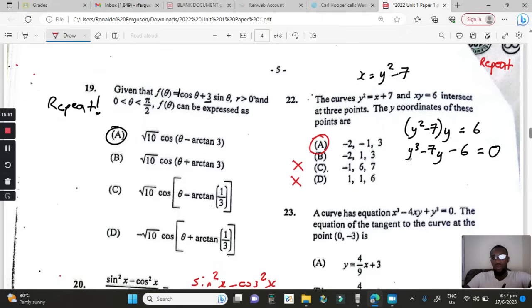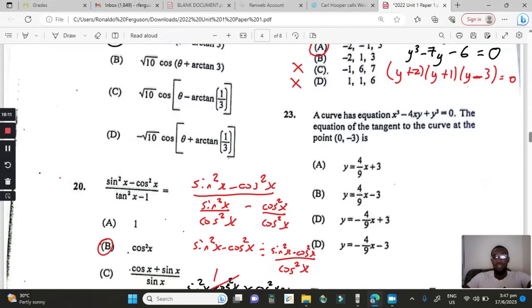We know 2 is not going to work, -2 is going to work, and we know 3 is going to work. If you factorize it, it's actually y plus 2, y plus 1, y minus 3 equals 0. So we're good to go. A is the answer.